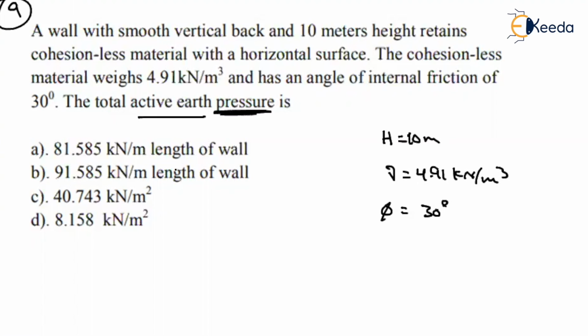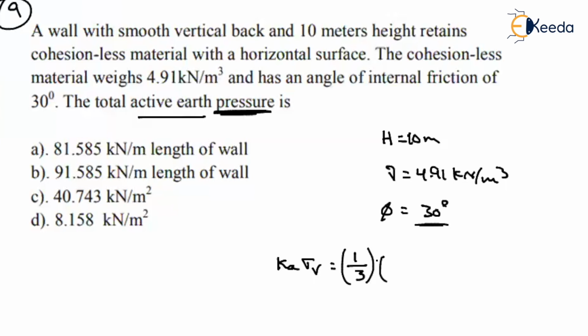Okay. See here, if you see the options. So let us find out. As they're asking about the pressure, so how to find the pressure? Ka into sigma V. What about Ka? If phi equal to 30 degrees, as of now we have solved so many. So directly you can say Ka equals (1 minus sin phi) by (1 plus sin phi), which is 1 by 3.